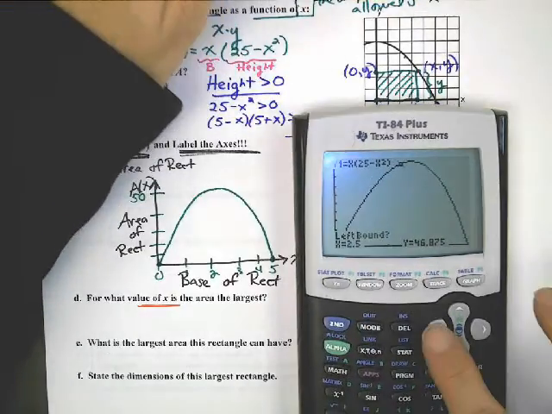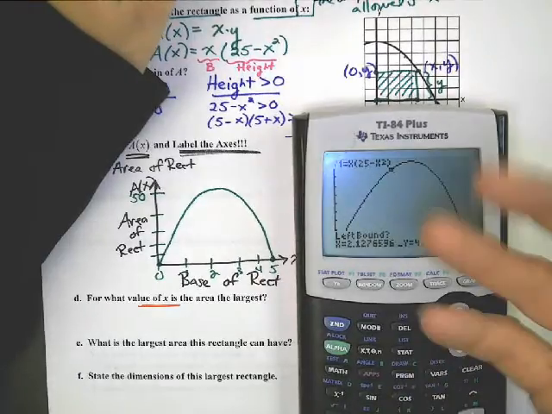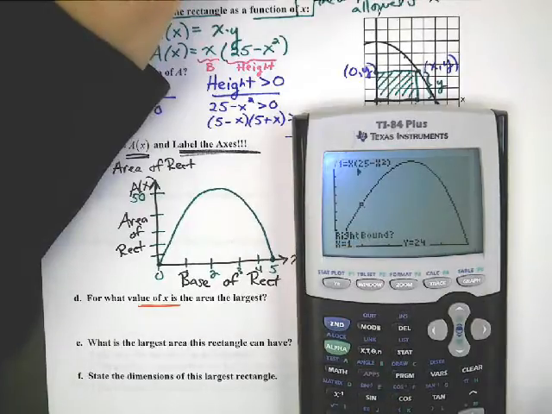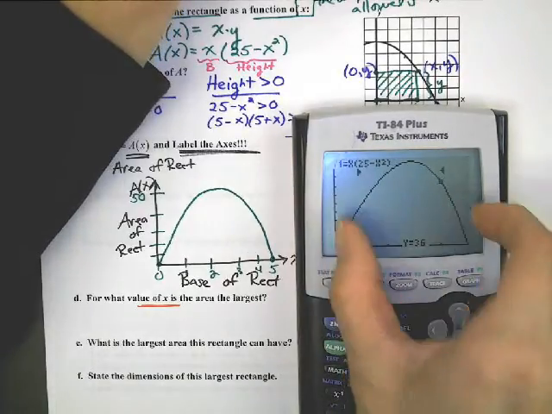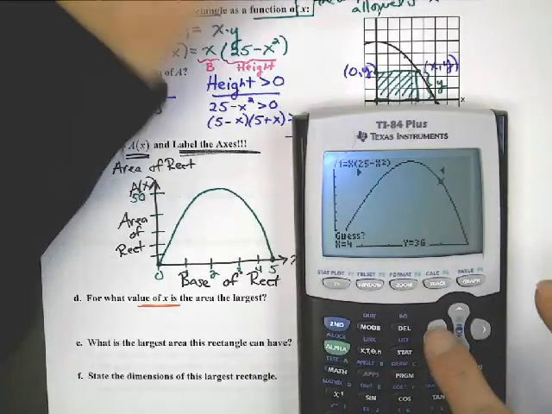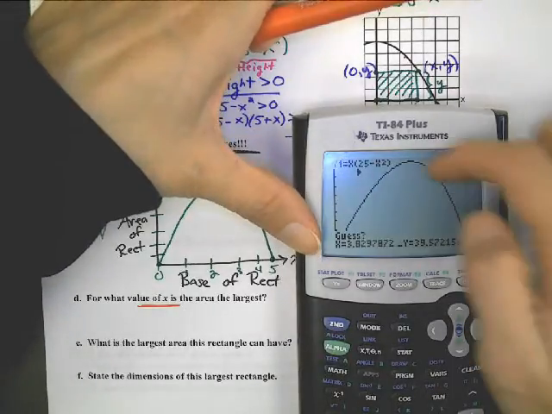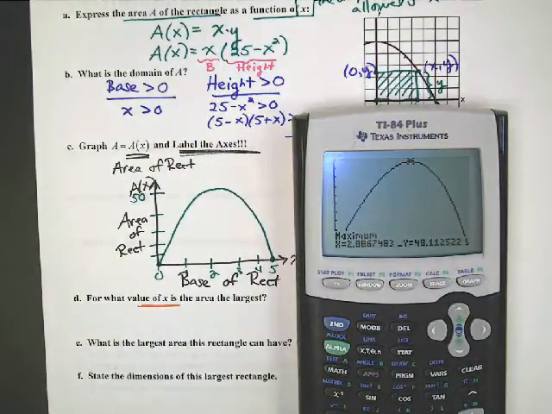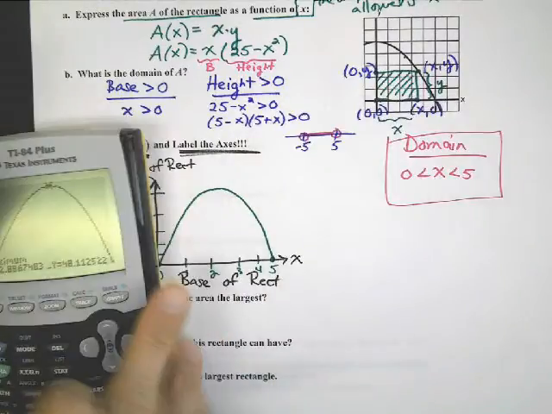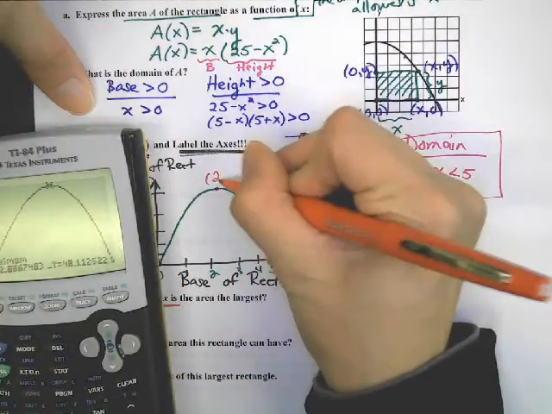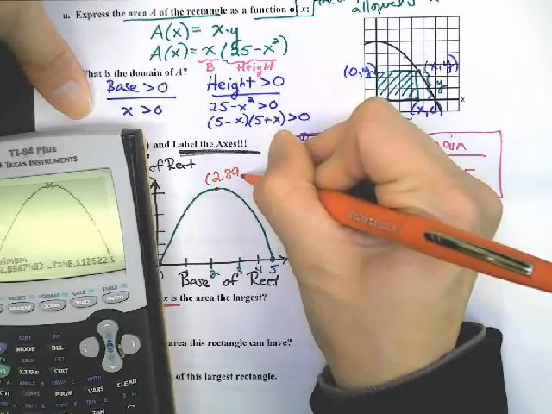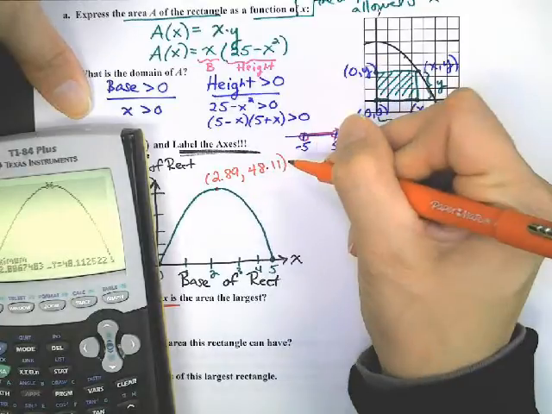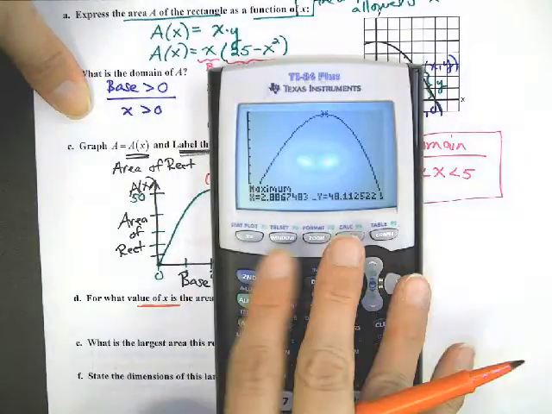Now, did you guys know, instead of click, click, click, you can just type. I'll type 1 as my left bound, and I'll type 4 as my right bound, because I think it's between 1 and 4. Then you have to click at least once over to get in between your two bounds, and the maximum value to 2 decimal places is 2.89, comma, 48.11.